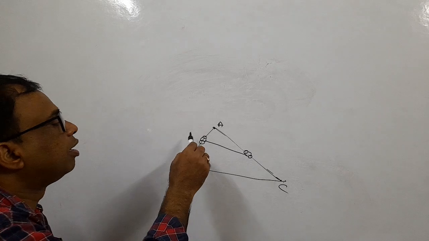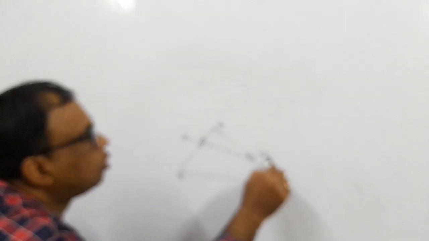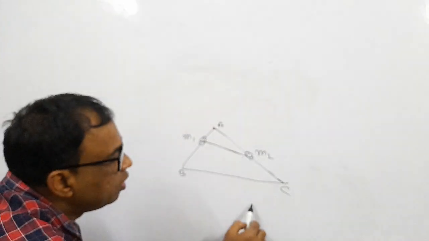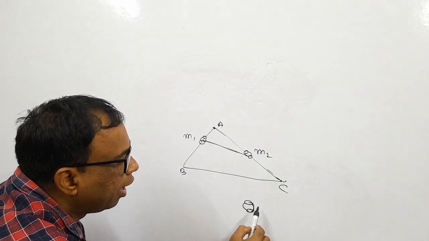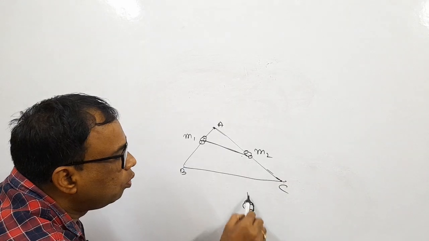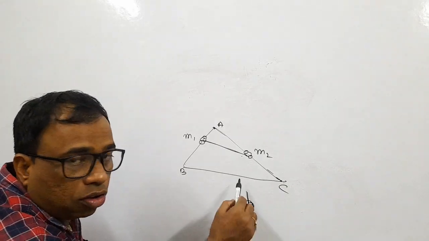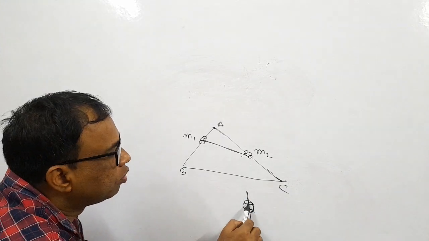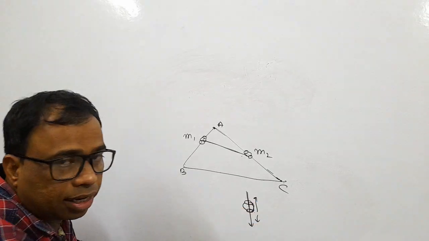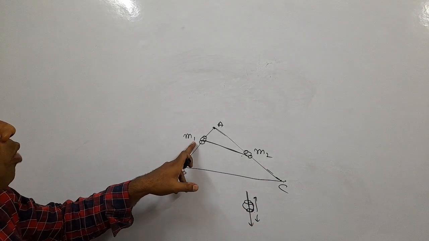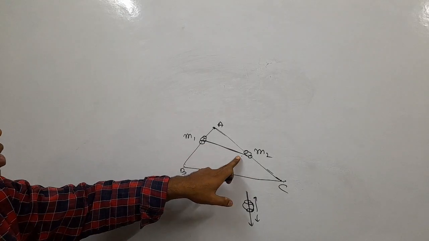This is bead number 1 and bead number 2, and they are connected by a rod. A bead is completely hollow, and you can pass a string or rod through it, and it can move up and down easily. That's called a bead. So M1 and M2, the two beads, are connected by the rod.